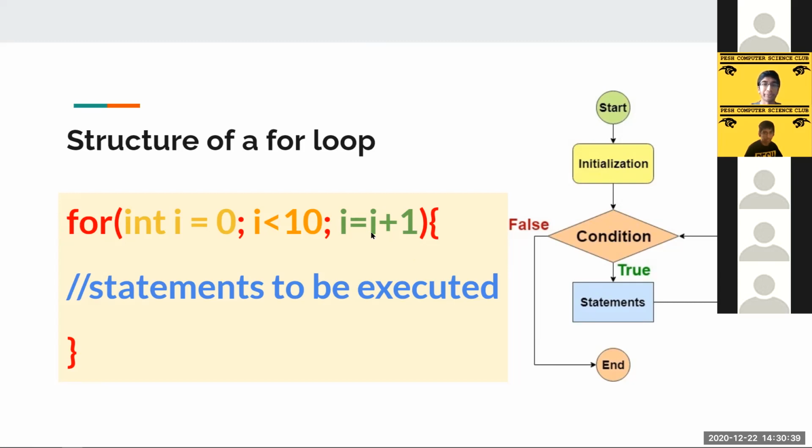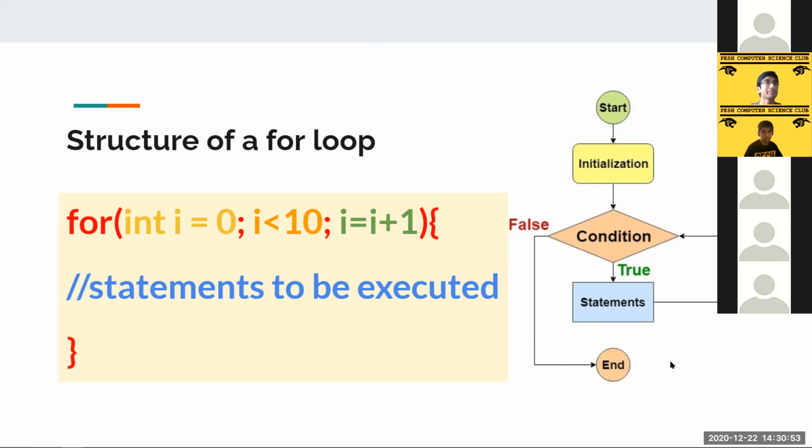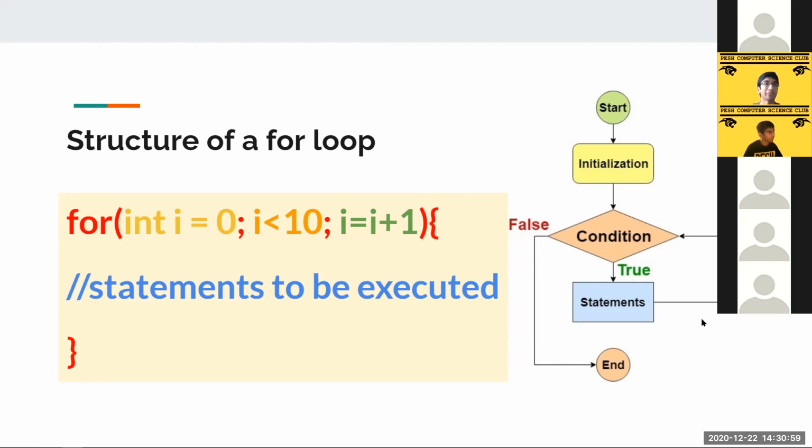This stuff's in the code. And after we increment, again, we go back to the condition. If the condition is still true, we do the statements. If it's false, the for loop is over. So I'll just give you guys like 30 seconds to admire this flow chart and figure out exactly how it's working.